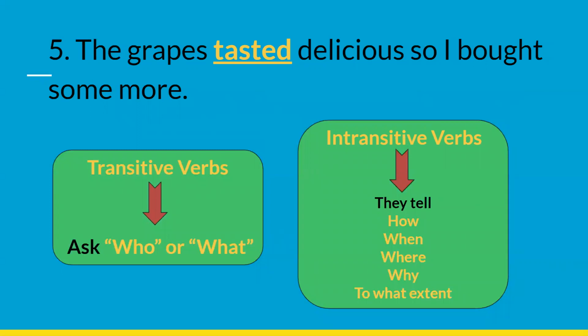Our next sentence says, the grapes tasted delicious, so I bought some more. Our action verb, tasted. Tasted what? Tasted who? Again, we have no answers. So our verb is intransitive. This sentence is telling us how the grapes tasted.